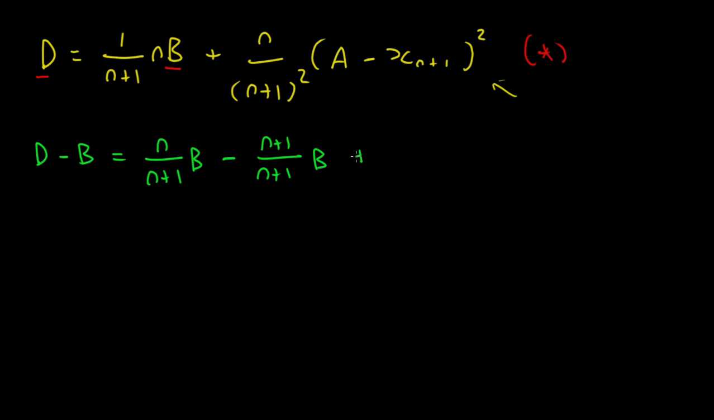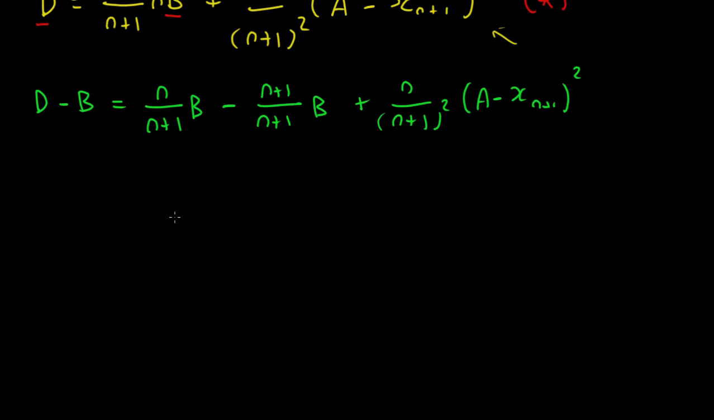All right, and then we'll have our plus n over n plus 1 squared, a minus x n plus 1 squared. So we're going to have that do there. But notice that this can be much more concisely written by putting this in the front, because it's a positive term, and what we're actually going to be left with is a negative term. You see that is just minus 1 over n plus 1 b.